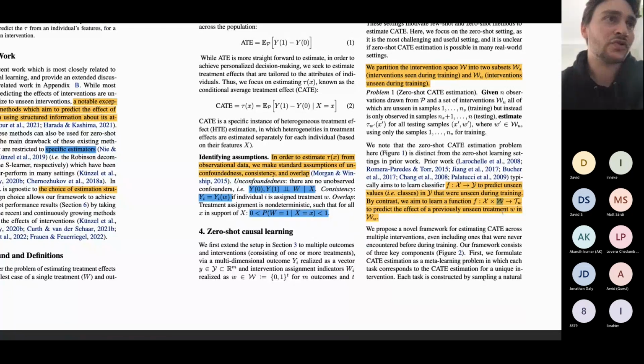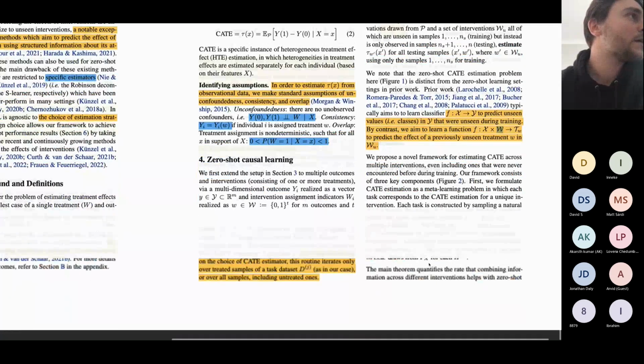It's hoping for shared structure that allows it to correctly generalize between those interventions and the ones that you train on, to help you learn to effectively estimate the treatment effect of those interventions. Yep.